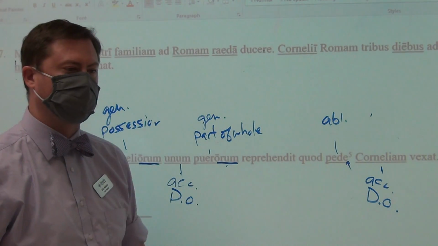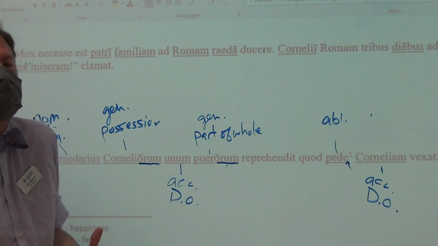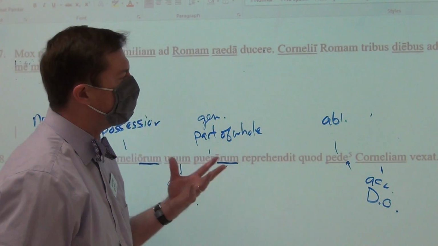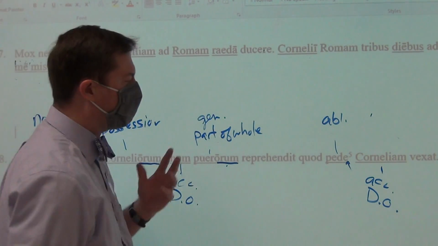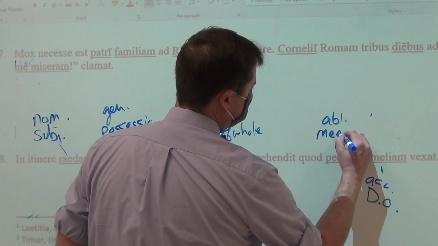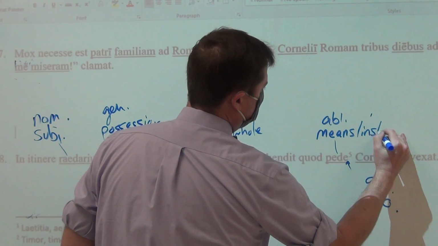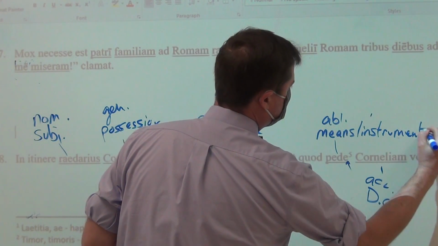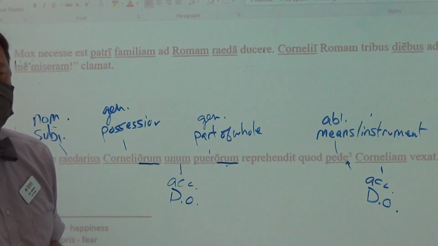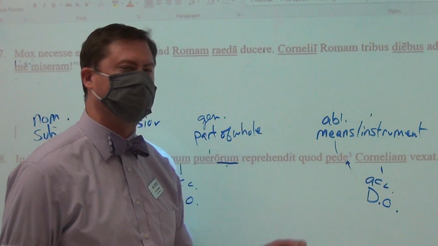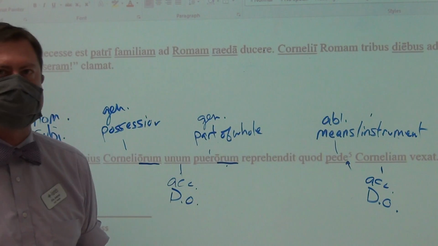Not time, not place, not accompaniment. It's not like his foot is doing it with him as a partner. But it is giving him the ability, the means or instrument. It answers the question, quomodo. In what way, by what means does he annoy her with his foot? Probably taking his shoe off with a smelly sock.